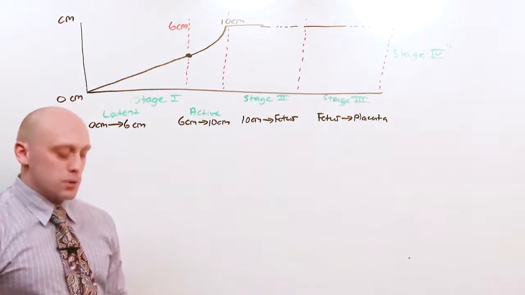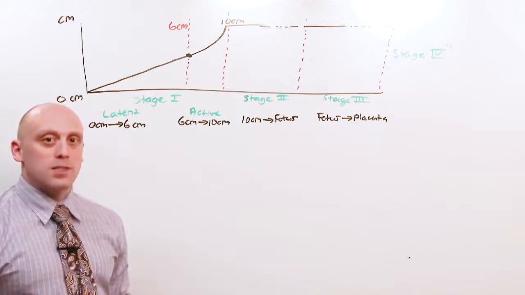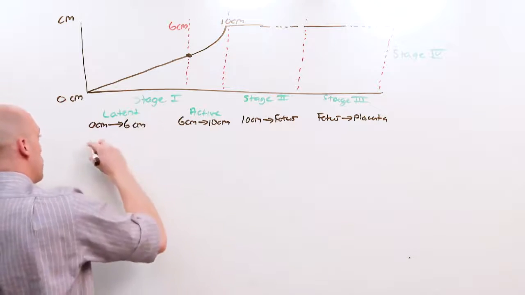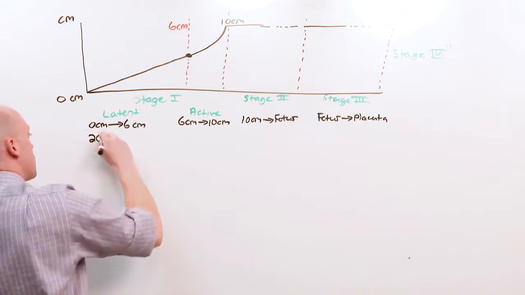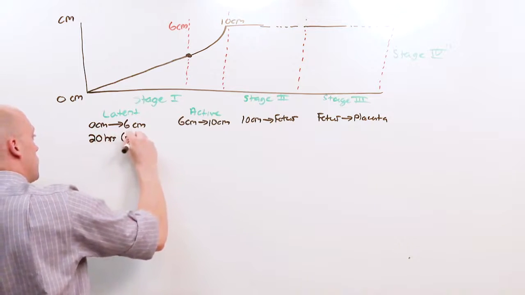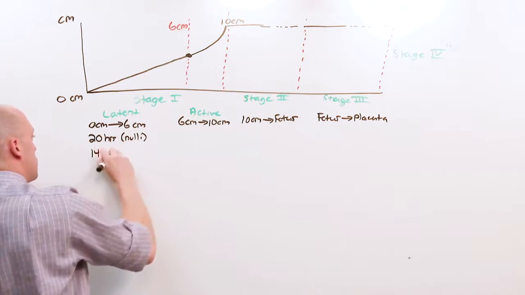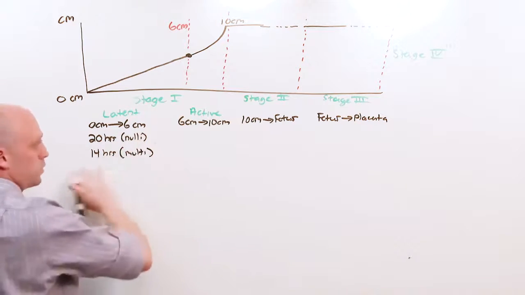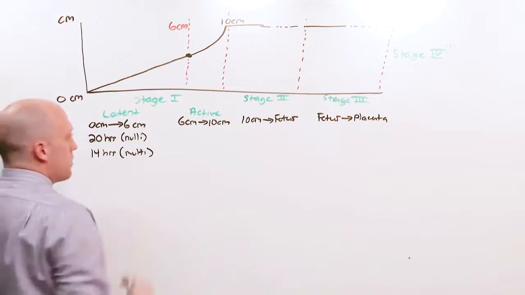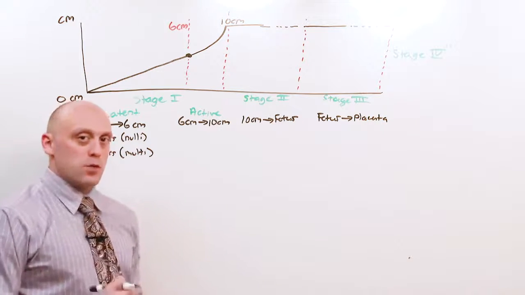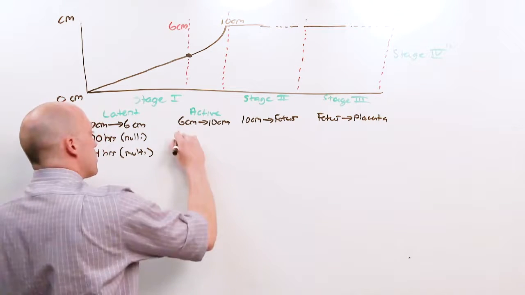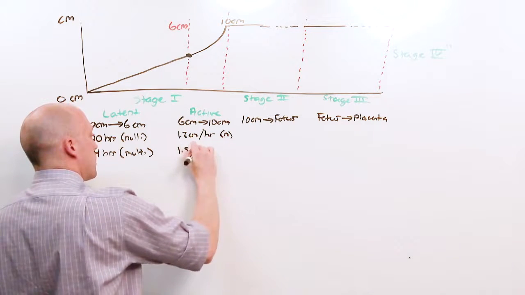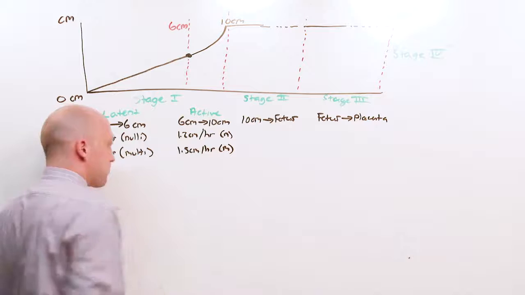Let's define some of the norms. A first-time mom is allowed to take longer than a repeat customer. Stage 1 latent phase is normal if it takes less than 20 hours in a nulliparous mom and 14 hours in a multi. We're going to use N and M for nulli and multi as we go down this list. In the active phase, you should see cervical dilation at a rate of 1.2 centimeters per hour for a nulli and 1.5 centimeters per hour for a multi.